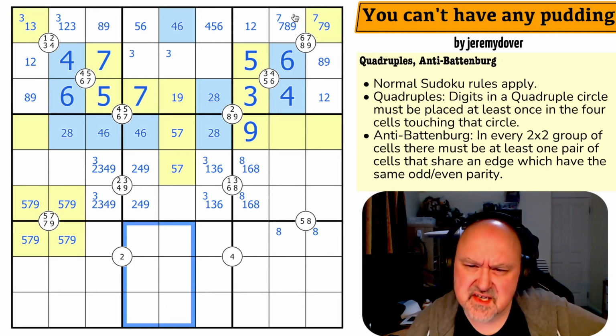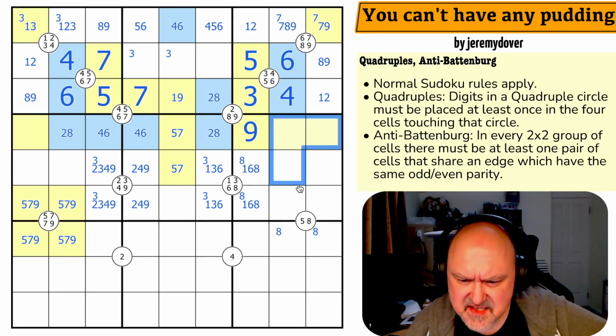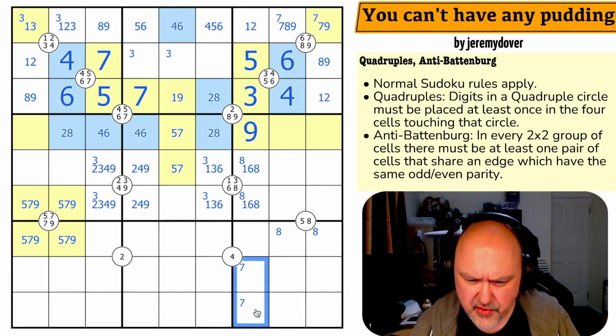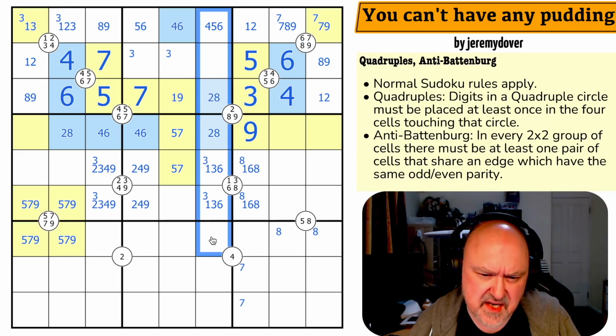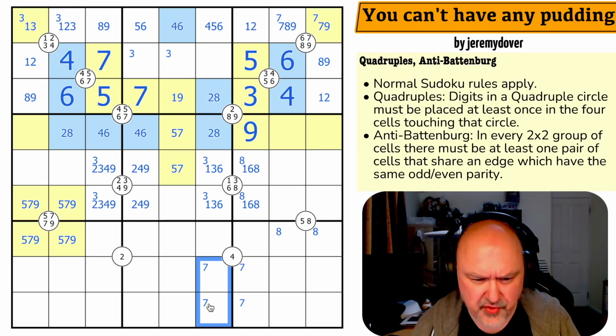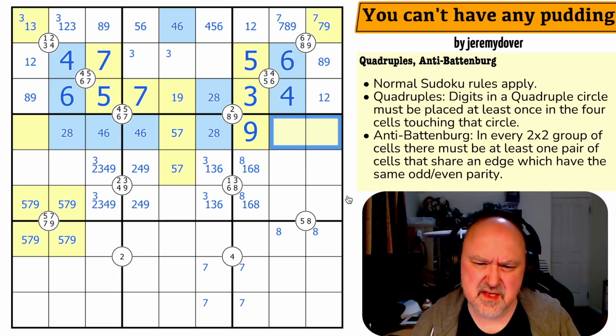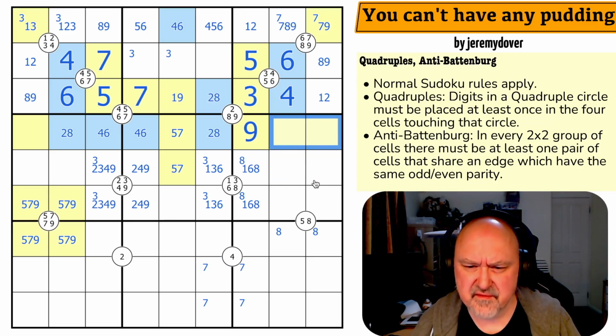Well, this is interesting. 7 is up here, and 7 has to be in here somewhere. Where is 7 in this column? It's got to be in one of those two, because I can't put it there because of that. And the same is true here. Where's 7 in this column? It's in one of those two. So 7 is in one of those. What are these? 1, 3, 5, 7.